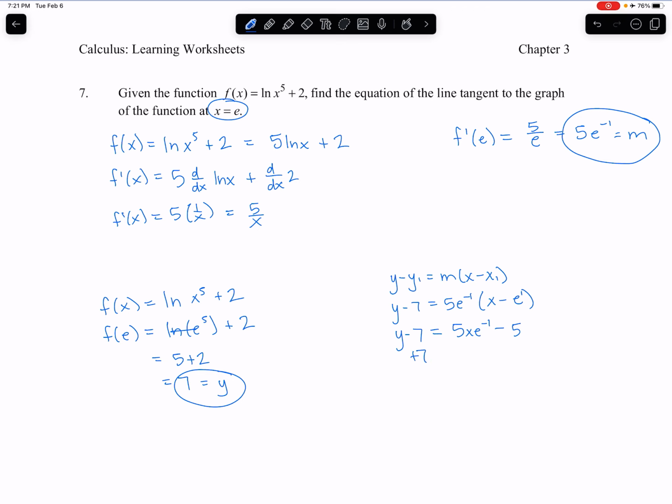Let's add the 7 over. Y equals 5x e to the negative 1 plus 2. And if we found out what 5 times e to the negative 1 is, we could even write it like 1.839x plus 2.